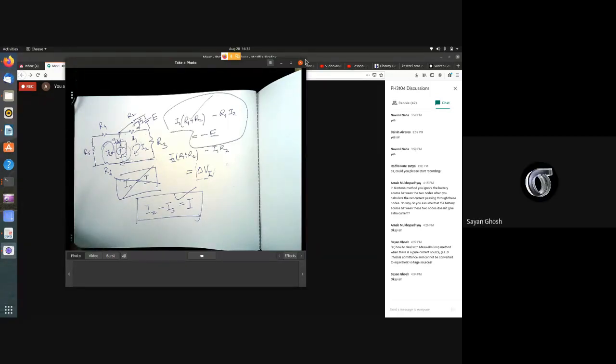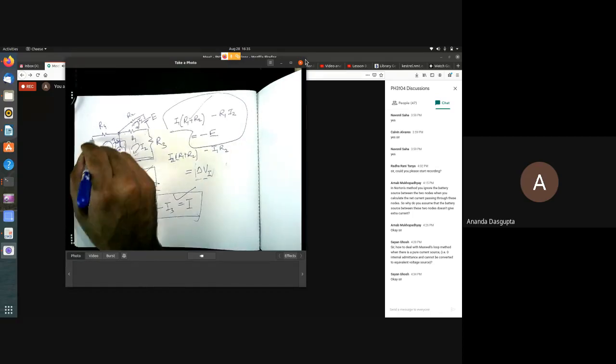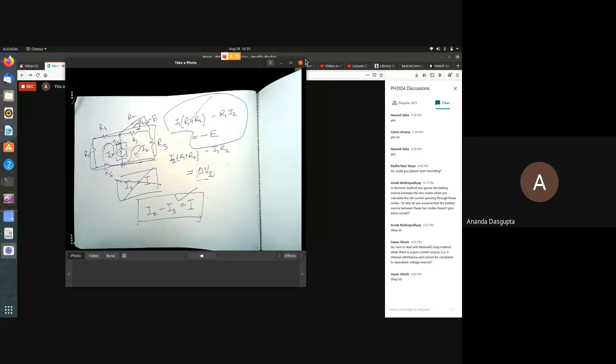Sir, then I will apply the loop method for the bigger loop. Okay, in this case, there are two answers. One is you will just use the loop method for this loop. The only problem with using KVL is that when you're crossing a current source, you don't know what the voltage drop across the current source is. As long as you don't cross the current source, you're fine.